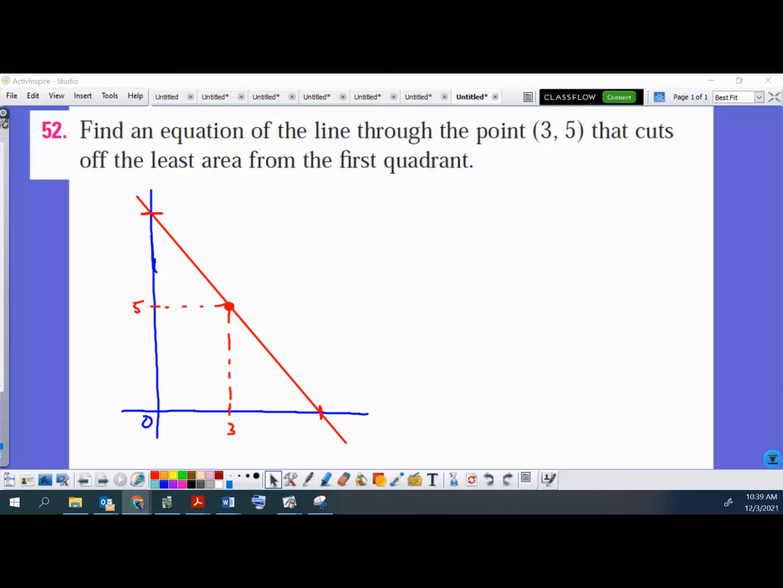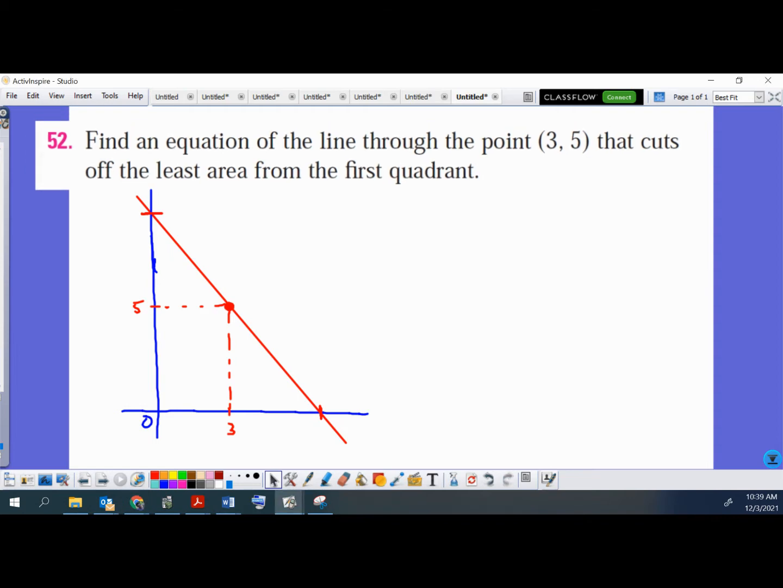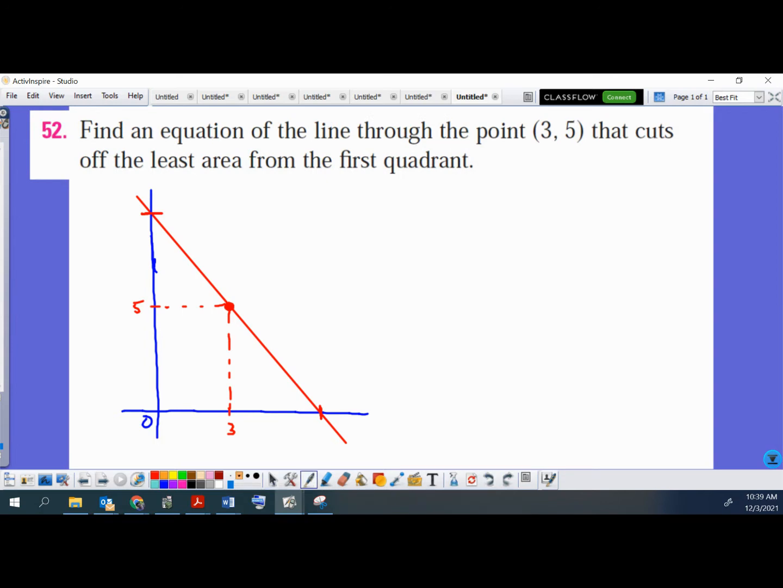All right, this is an optimization problem. It's number 52 from section 4.7 in the Stewart calculus text. We're supposed to find the equation of the line through the point (3, 5) that cuts off the least area from the first quadrant. So I've drawn the axes.